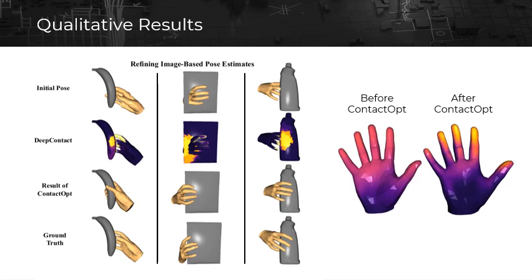When hand contact is averaged over the entire dataset, we find that, before applying our method, average contact is diffuse due to the inconsistent alignment between the hand and object. However, after applying ContactOpt, normal grasping patterns appear on the hand.